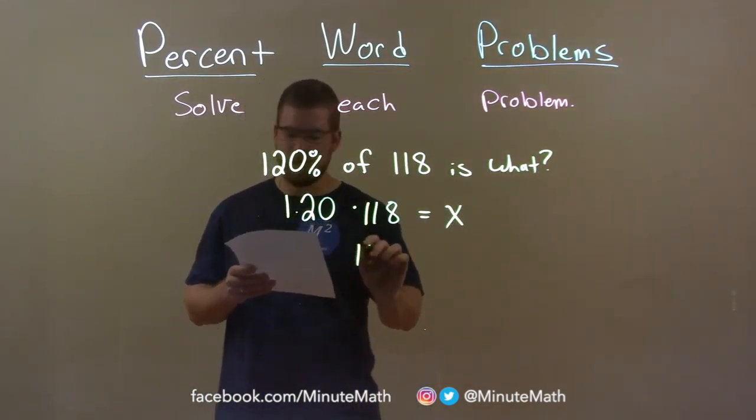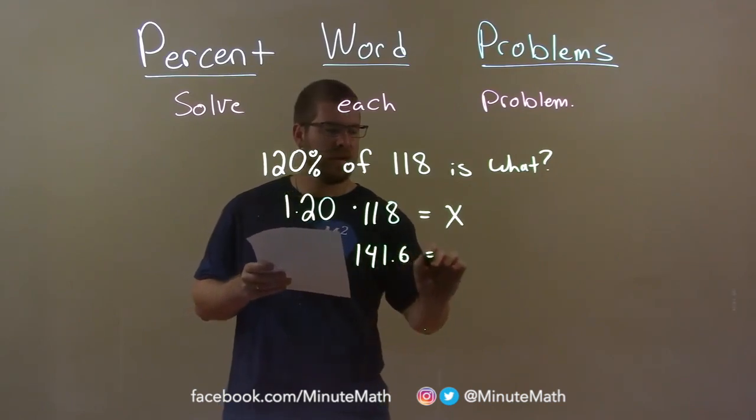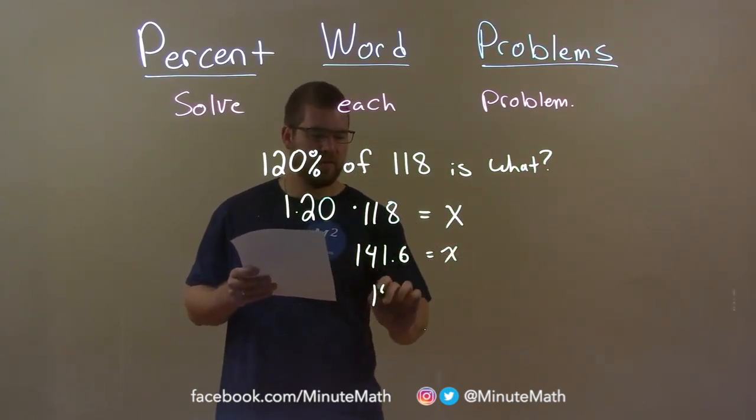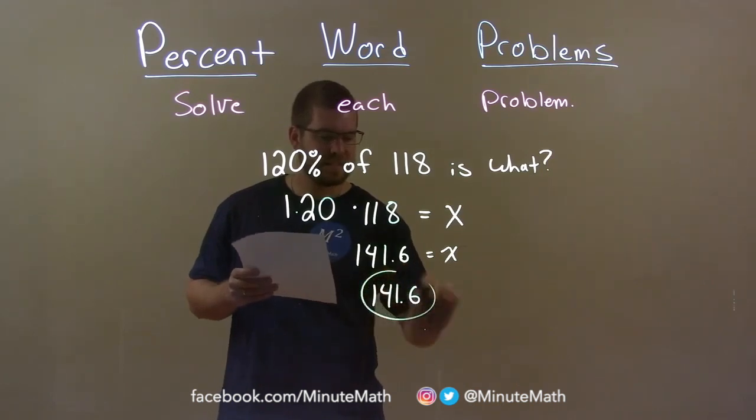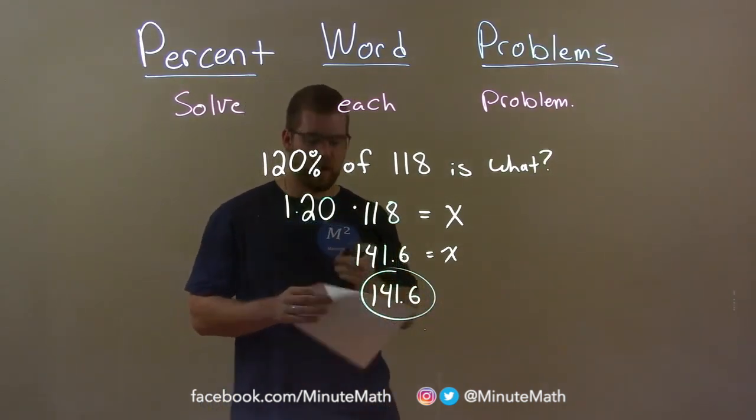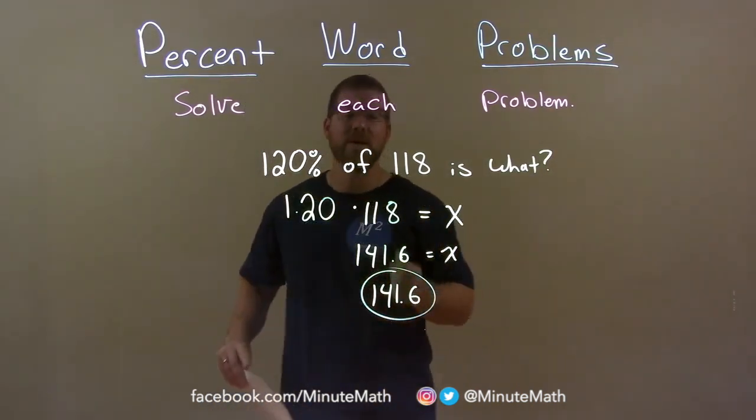That comes out to be 141.6 is equal to x. And so my answer is 141.6. 120% of 118 is 141.6.